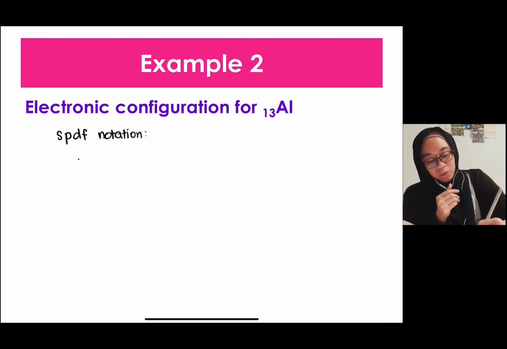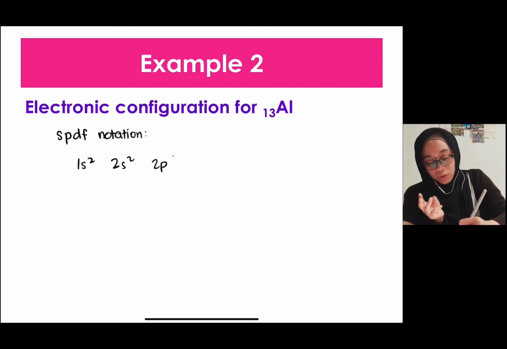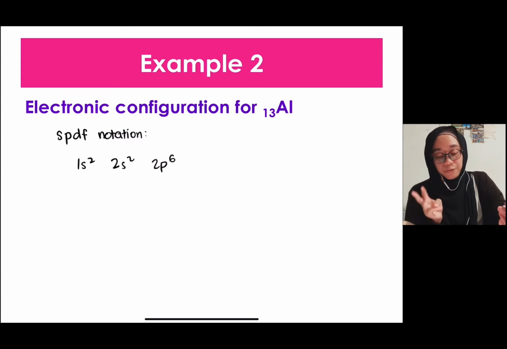So first 2 electrons, we fill in 1s, and then the next 2 we fill in 2s2, and then we still have a balance of 9 electrons, right? So the next one we fill into 2p. So 2p boleh isi penuh lah, 2p6. So we still left with 3 electrons.